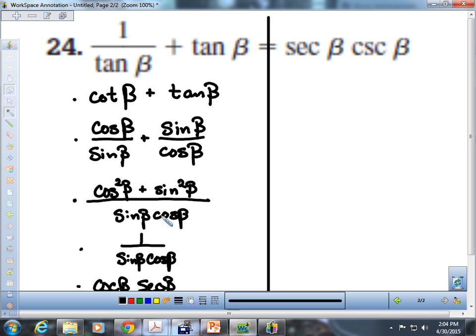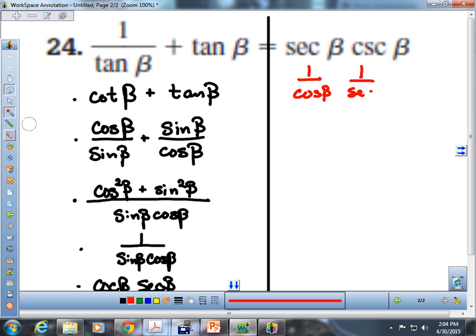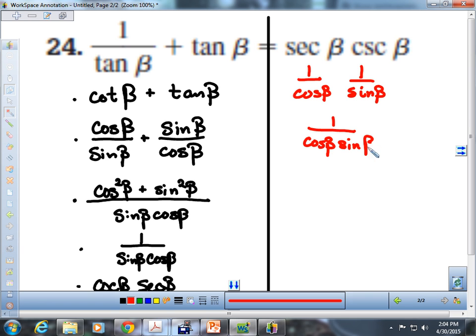Break them down. Yep, secant beta is going to be 1 over cosine beta. We're doing it in a different color here. 1 over cosine beta times 1 over sine beta. So 1 over cosine beta sine beta.